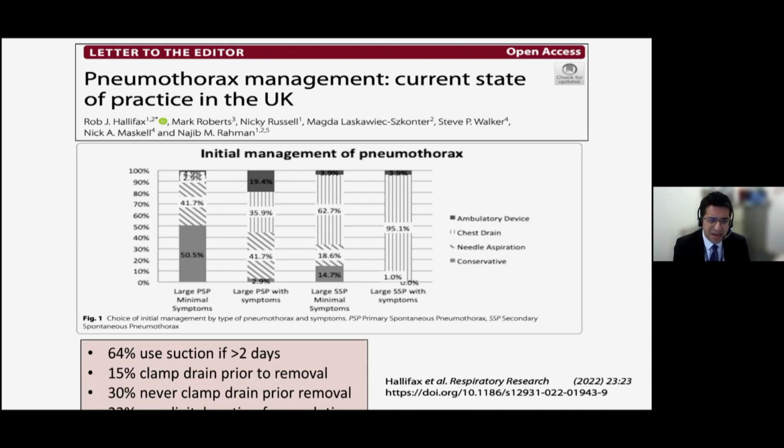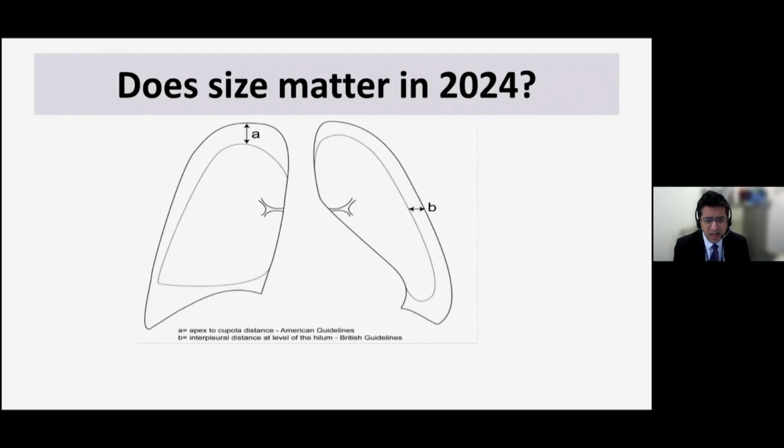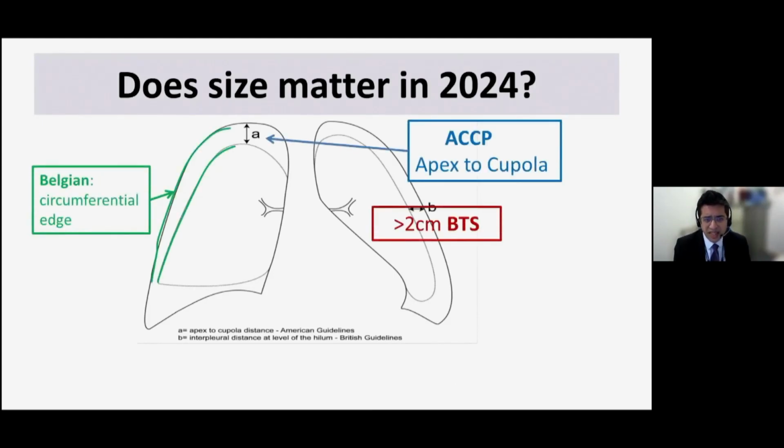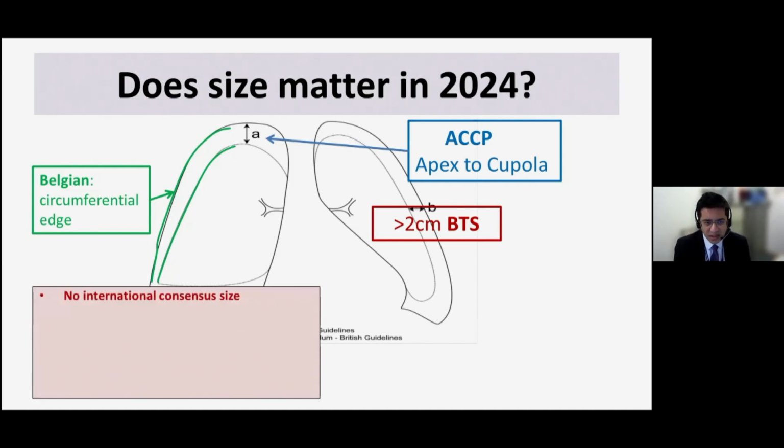So practice varies. So does size matter in 2024? Well, there are 3 international guidelines. There's the American College of Chest Physicians guidelines, which measure the apex to the cupula, so the apical distance. The BTS, which have always advocated the size of a pneumothorax more than 2 centimeters at the level of the hilum. And the Belgians used to say if there's a circumferential edge to the lung, then that's a large pneumothorax. But there's no international consensus on size.